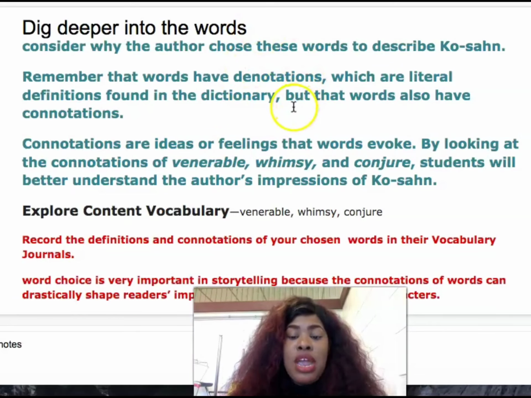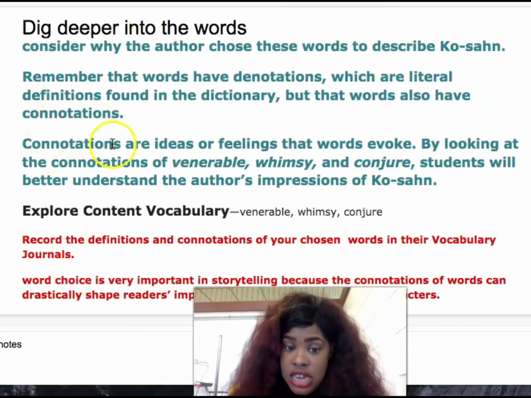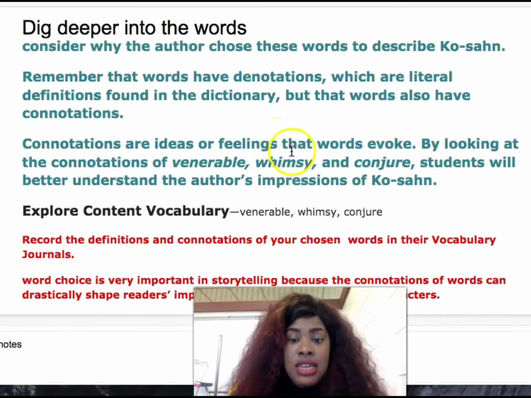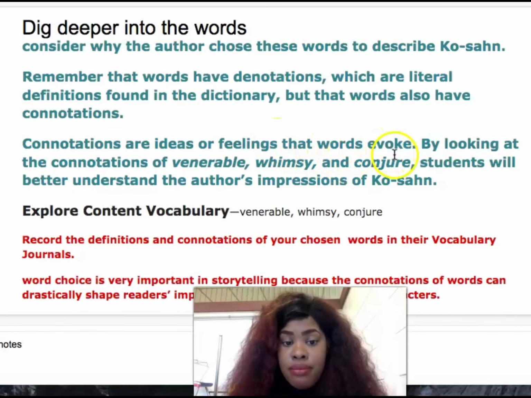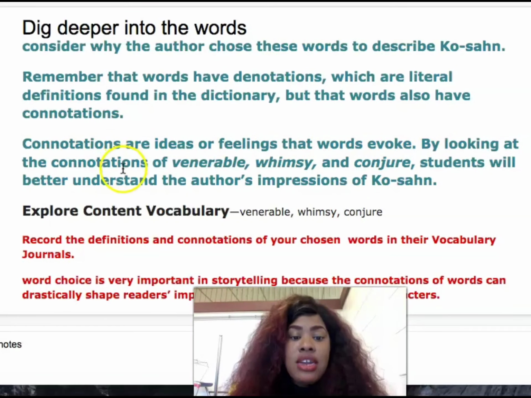But I want you to be aware that words also have connotations. Connotations are ideas or feelings that words evoke. By looking at the connotations of venerable, whimsy and conjure, you should be able to understand the author's impressions of Kosan. So I want you to explore these words here. Record these definitions and then record the ideas or the feelings that they invoke in your vocabulary journals.